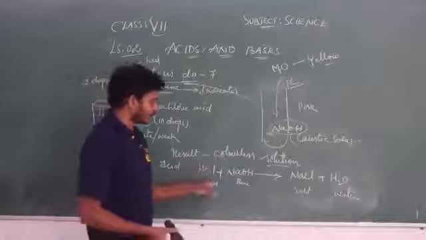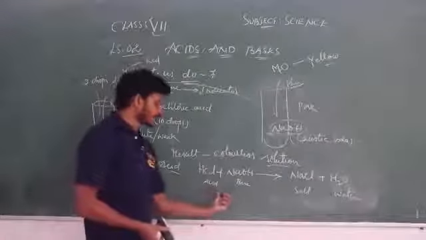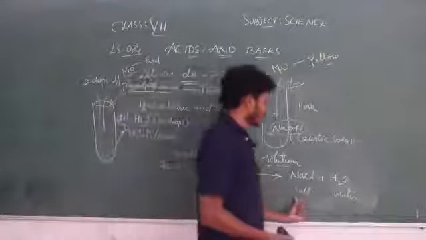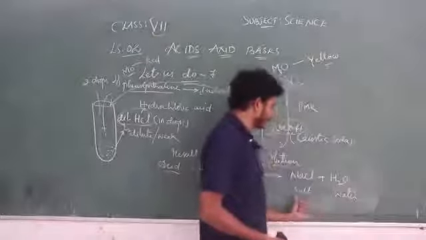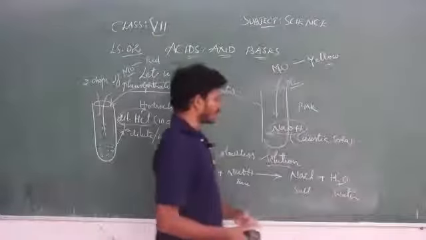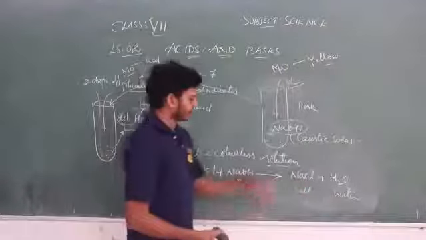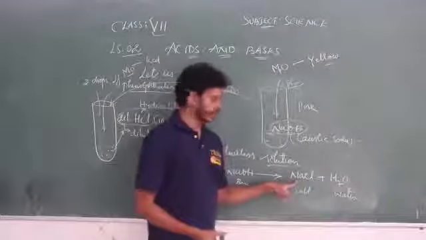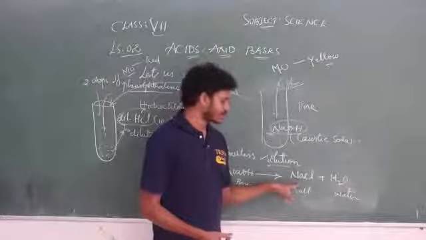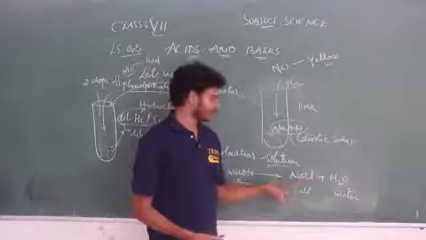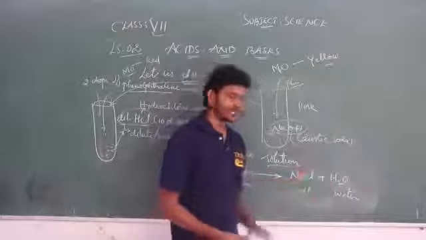Did you understand? What happens when an acid and a base react with each other? Acid and a base react with each other, it gives you salt and water. The salt produced is NaCl, sodium chloride. Sodium chloride is also called table salt, even rock salt. Rock salt plus water is produced.